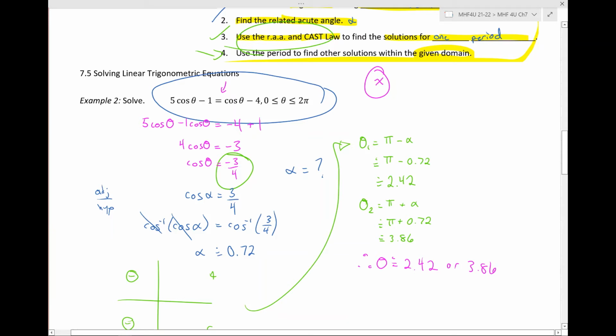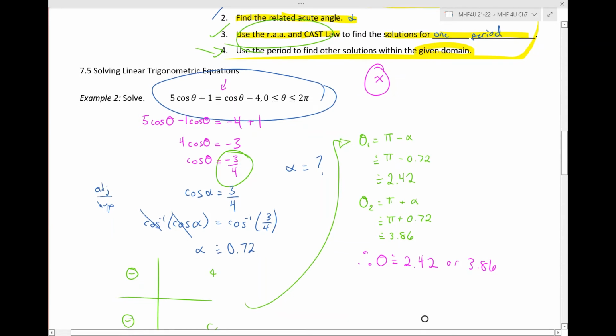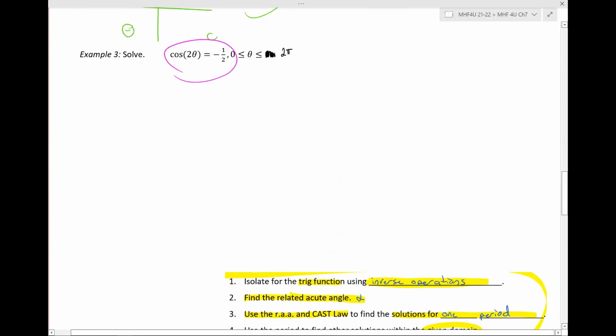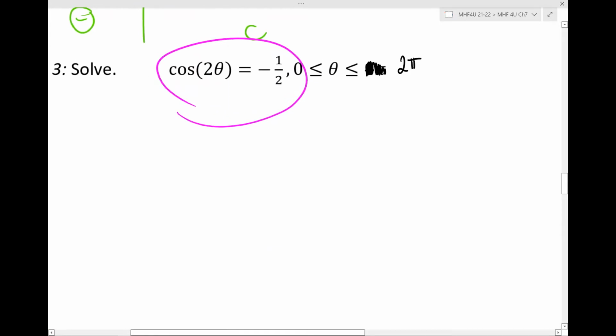Okay, well done. Now let's complicate it a little bit further. All right, so here, I have a new problem. This time I have a 2 theta inside my cosine function, inside my trig function. So we're going to work with this, and we'll see what happens.